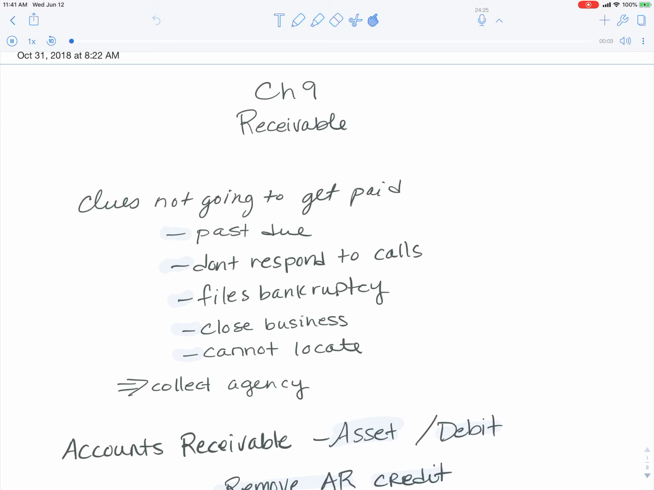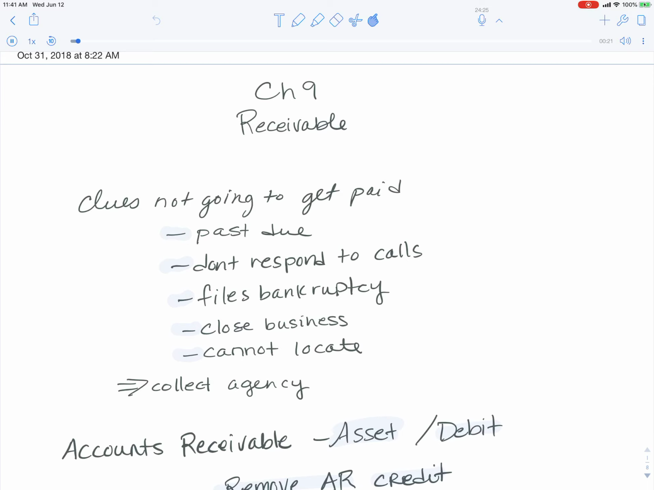So today we're going to go over Chapter 9, which is on receivables, accounts receivable, and notes receivable. So the first part of today's lesson, we'll talk about accounts receivable. So when you're in a business, you're not always going to get paid when people owe you.